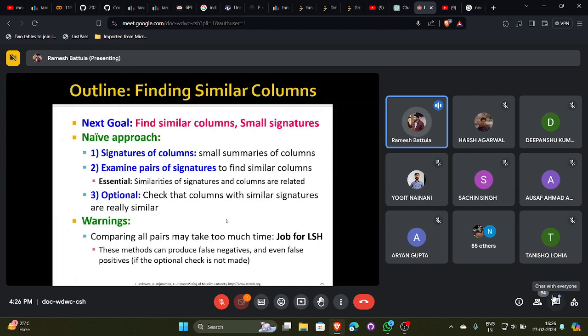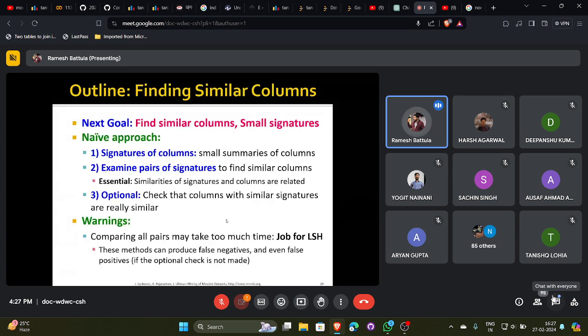So our main goal here is that similar columns need similar signatures, and we need to define them. There are approaches for this. We are using an approach in which the signatures of columns are treated as small summaries of columns, and we examine pairs of signatures to find similar columns. Essentially, similarities of signatures and columns are related. The optional step is to check that columns with similar signatures are really similar or not.